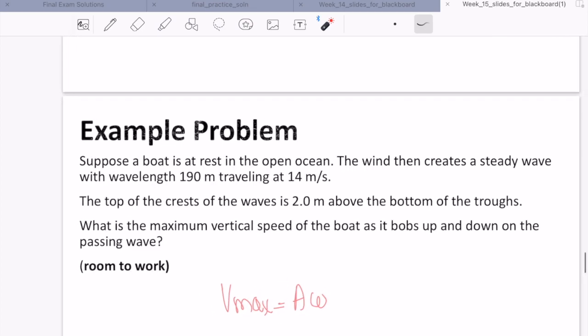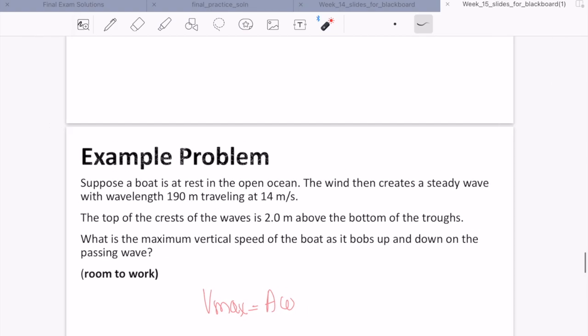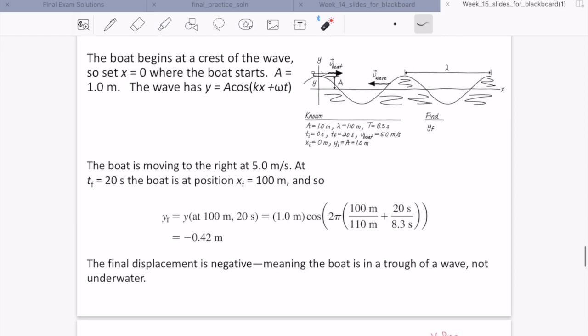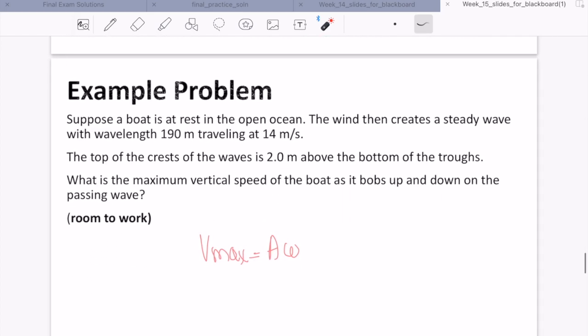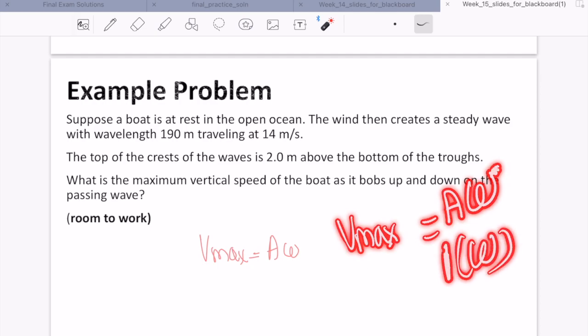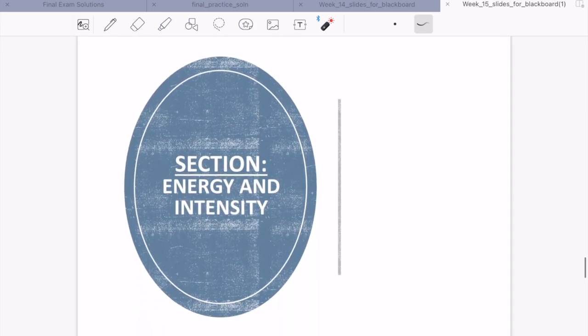And then they're asking what's the maximum vertical speed, right? This depends on the information that we had from before. But if they're asking for maximum speed, remember this is from the older chapter, V max would just be equal to your amplitude times your angular frequency. And your angular frequency, you got that from the previous part of the problem. I know we didn't go over it. So you just take 1 times that angular frequency, and then you get your V max.